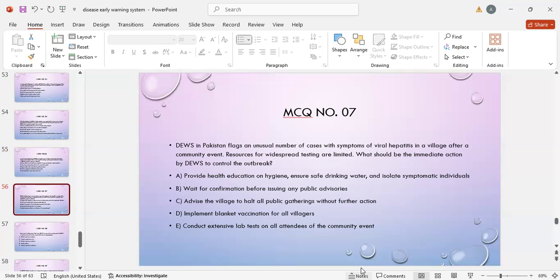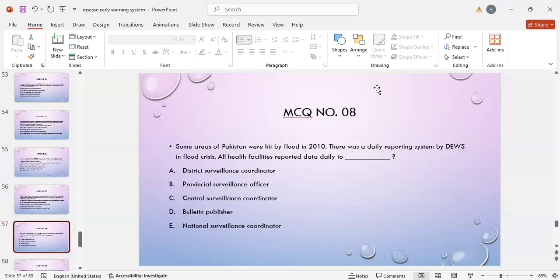Option A, provide health education on hygiene, ensure safe drinking water, and isolate symptomatic individuals. Option B, wait for confirmation before issuing any public advisories. Option C, advise the village to halt all public gatherings without further action. Option D, implement blanket vaccination for all villagers. Option E, conduct extensive lab tests on all attendees of the community event. Answer is option A, provide health education on hygiene, ensure safe drinking water and isolate symptomatic individuals.